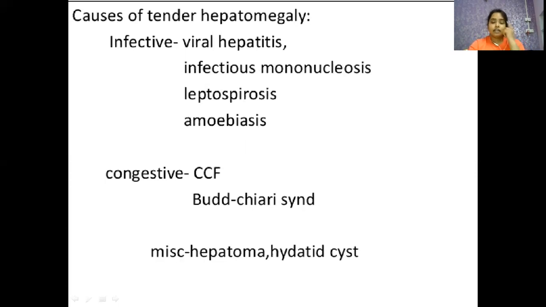So the causes of tender hepatomegaly are infections like viral hepatitis, infectious mononucleosis, leptospirosis, and amoebiasis. So infective liver diseases, congestive cardiac failure, Budd-Chiari syndrome, and miscellaneous causes such as hepatoma and hydatid cyst. So here are the causes of tender hepatomegaly.